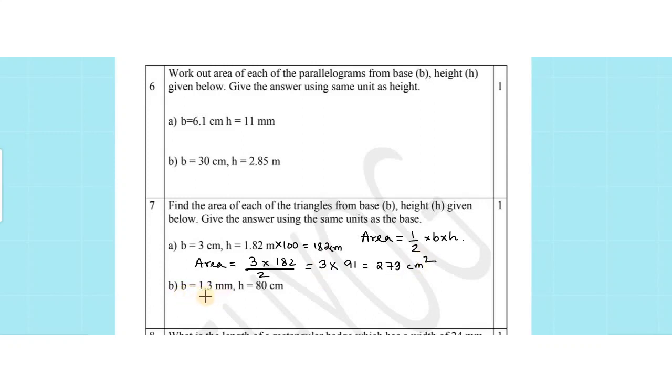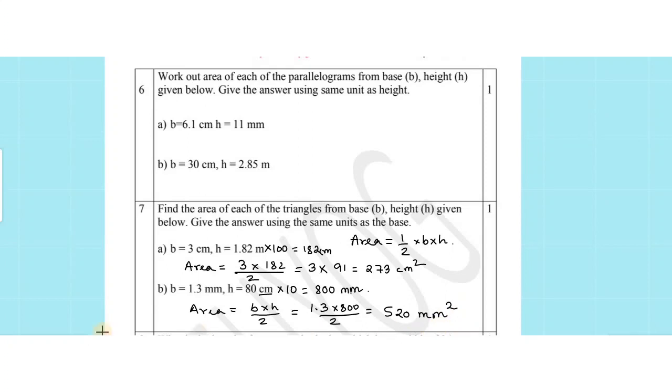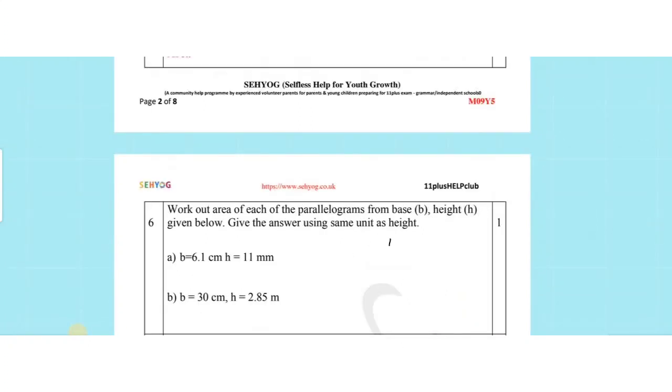Again, in 7 part B, the smaller unit out of millimeter and centimeter is millimeter. So we convert centimeter to millimeter by multiplying with 10. Since there are 10 millimeters in 1 centimeter, it becomes 800 millimeters. Area is equal to 1.3 times 800 divided by 2. So 800 divided by 2 is 400, and 400 multiplied by 1.3 gives us our answer, which is equal to 520 millimeters square.